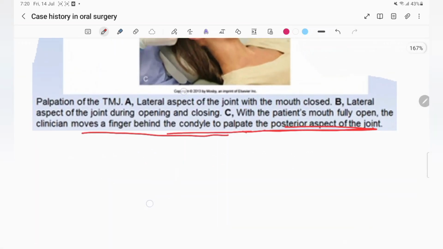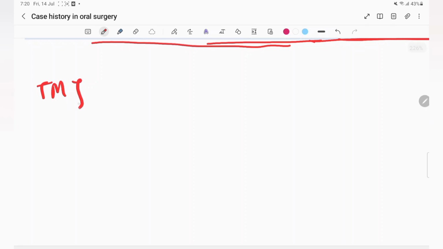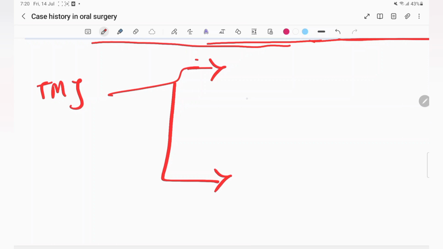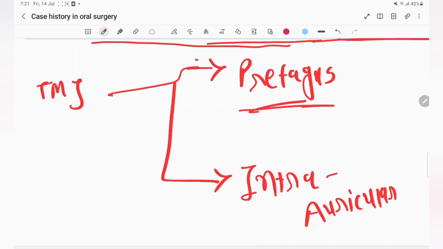Other than this, in Anil Gom, it is given that the TMJ palpation technique is of two types. The first one is pre-tragus palpation, and the second one is intra-auricular. As the name suggests, in pre-tragus, the patient should be requested to slowly open and close the mouth while the doctor bilaterally palpates the pre-tragus depression with his or her index fingers.